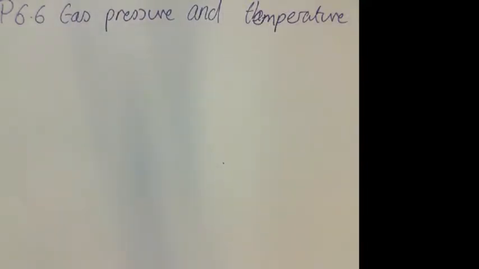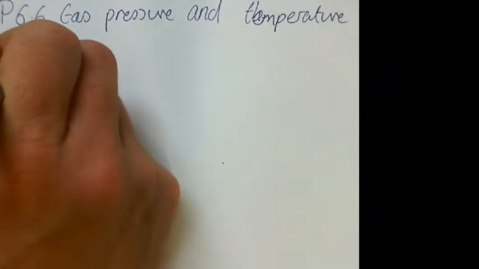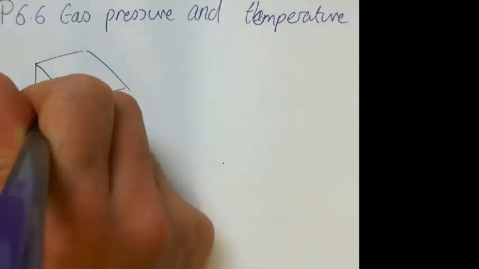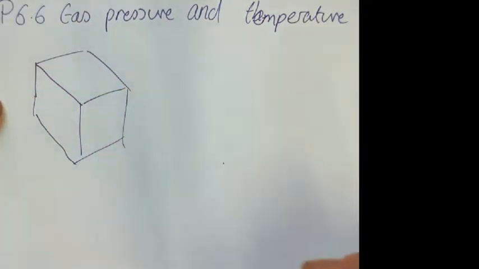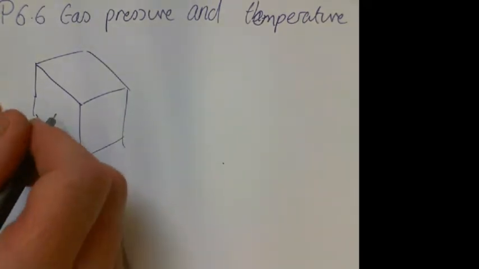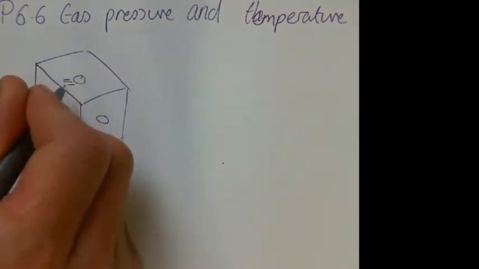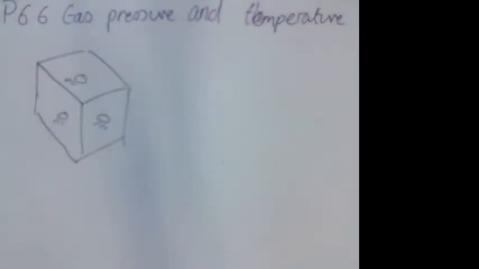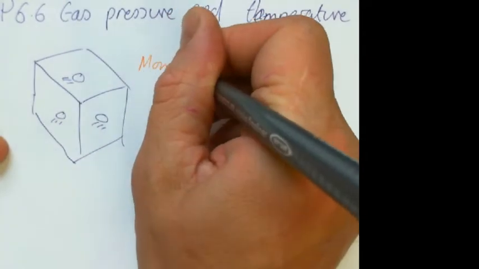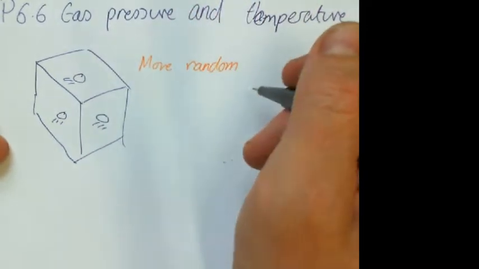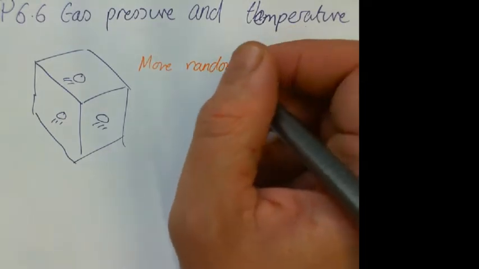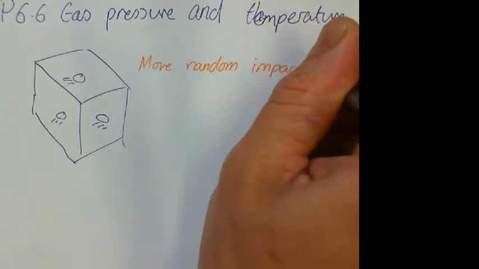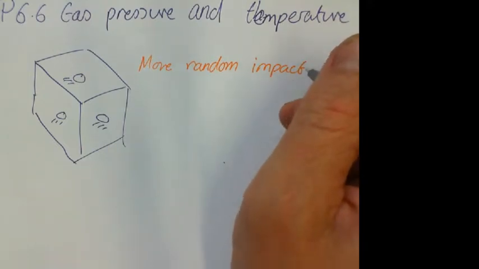Okay, so P6.6, gas pressure and temperature. In order to understand gas pressure, the first thing we need to do is imagine a box. Inside my box, I've got particles, and these particles are moving around randomly. The key thing is randomly. One of the first things you've got to assume is that they move randomly. Their movement causes random impacts.